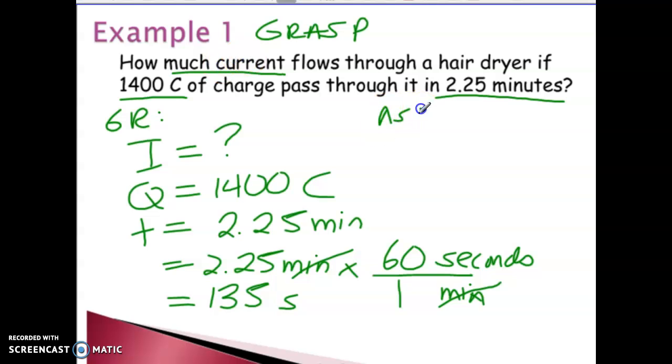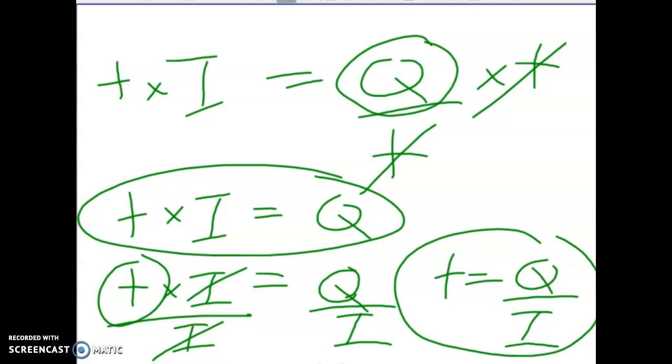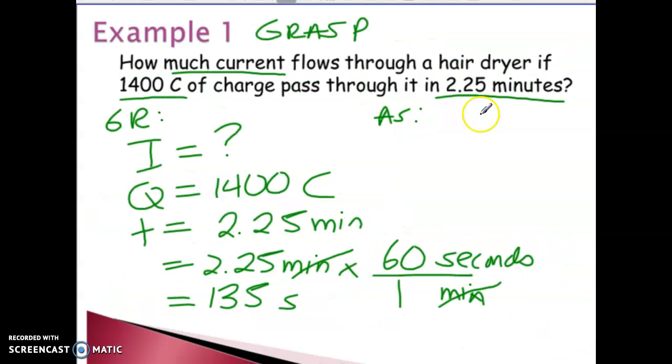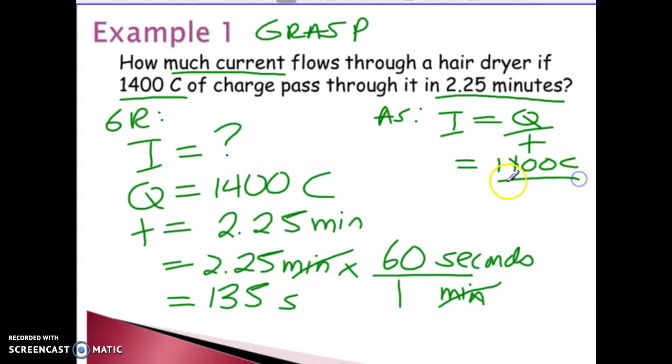Okay, so we're looking for current. Current is charge over time, and we can plug in those values since we now already have them in the proper units. So 135 seconds. It's going to be 1400 divided by 135, which is 10.37 amps. Okay, but we're not finished yet.